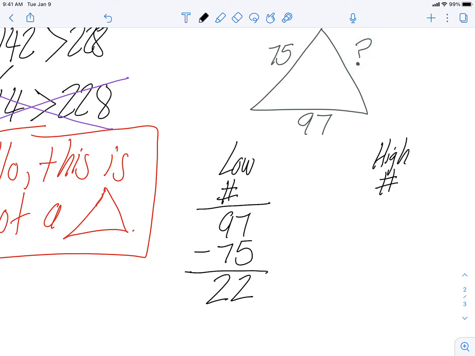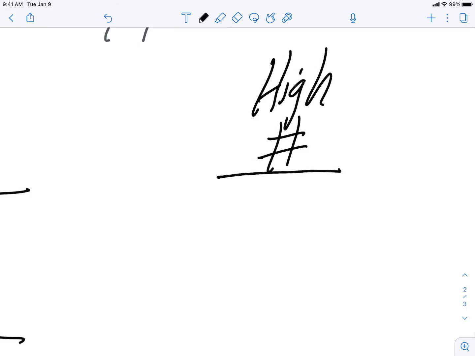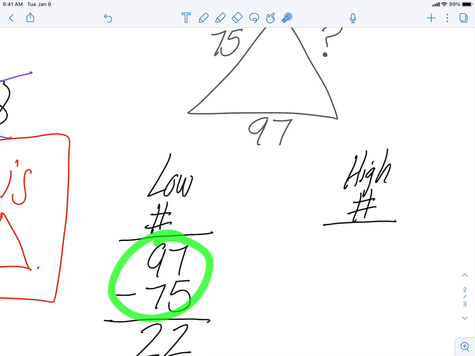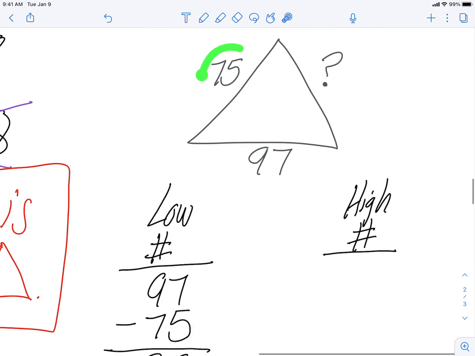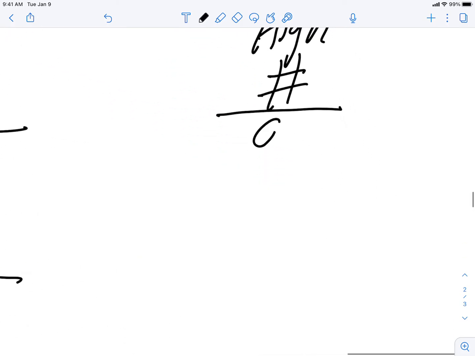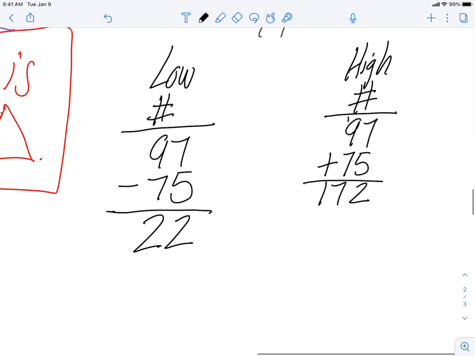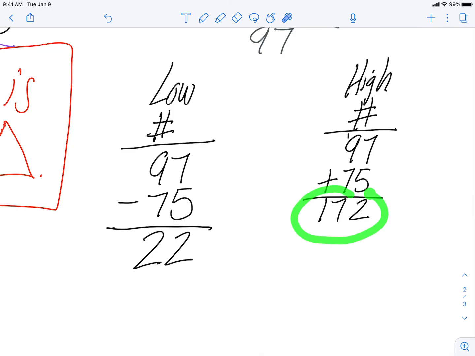Okay? Now, to find the high, you guys probably can guess, right? To find the low, we subtracted the two numbers. To find the high, we're going to add the two numbers. So I'm going to say 97 plus 75. 7 plus 5 is 12, carry the 1. 9 plus 1 is 10, plus 7 is 17. 172. So my high is 172, my low is 22.